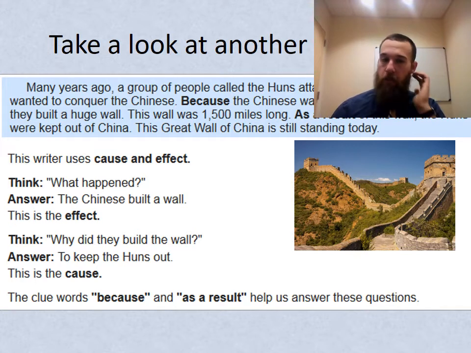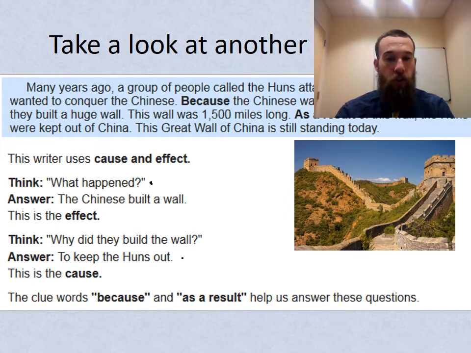So we see cause and effect here. First, we want to ask ourselves, what happened? So the thing that happened is the Chinese built a wall. Because that's the thing that happened, this is the effect. So now we want to know what caused them to build this wall. So they built the wall to keep the Huns out. So first, the Huns are trying to get in. That's our thing that's happening. The effect of that is that they built a wall.